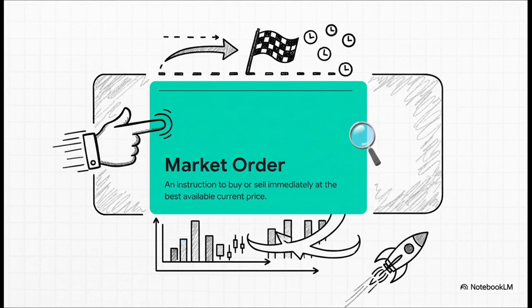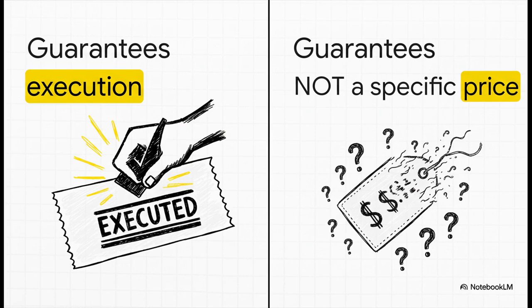Speed is everything. And here is the catch. This is the crucial trade-off. A market order guarantees your trade gets filled. No question about that. But it offers zero guarantee on the price you'll get. In a market that's moving fast, that best available price can literally change in the blink of an eye. And that's exactly how you end up paying more or selling for less than you wanted to.